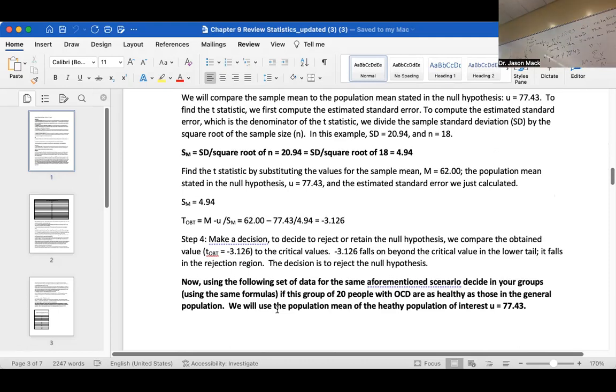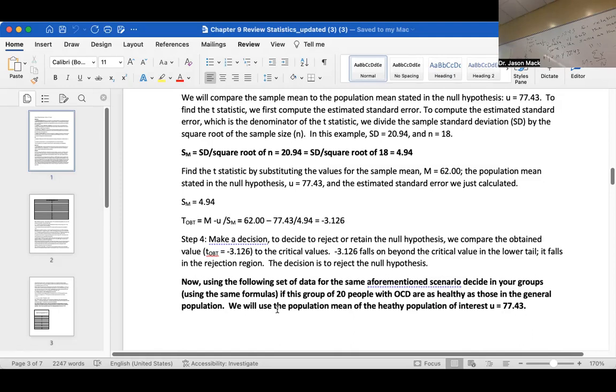So the next thing, or I can wait to make sure everyone's with me here, is we're going to figure out the t obtained value. The t obtained value is the sample mean minus the population mean, divided by the standard error. But we have all that. 62 is our sample mean, minus 77.43, divided by 4.94, which you just calculated, which is negative 3.126.